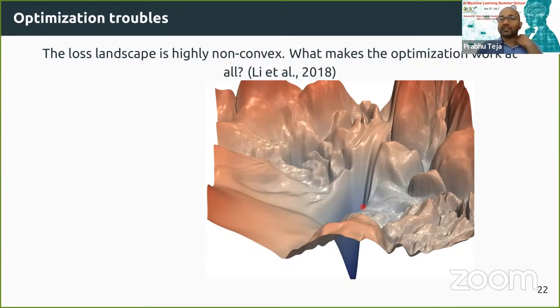Somebody plotted this nice visualization of what a deep network's loss landscape looks like. There is this nice blue minimum where, if we pick the weights from here, or if the optimization reaches there, it works very well. But in this messy landscape, how does a network automatically land up there? Why wouldn't it just stop somewhere else? We don't know. Optimization for deep networks is an open problem. Actually, there are lots of things to be worried about.